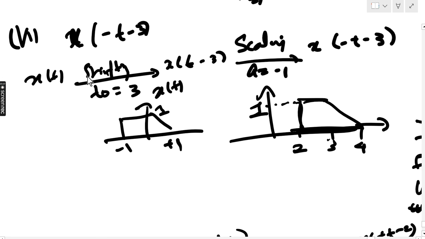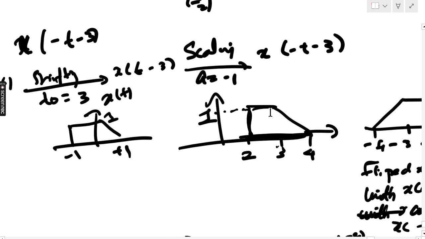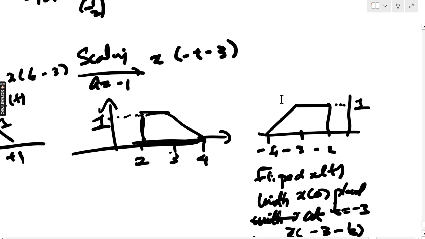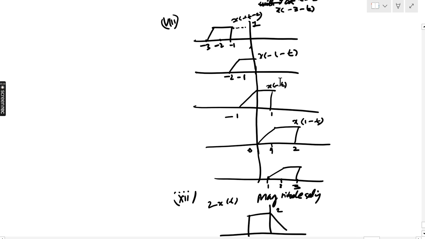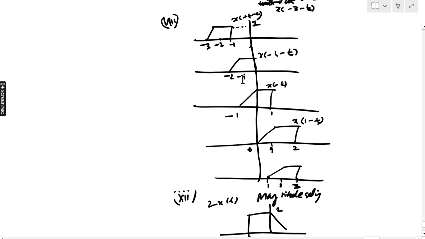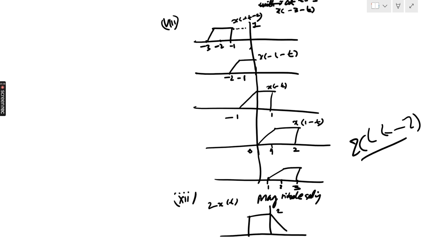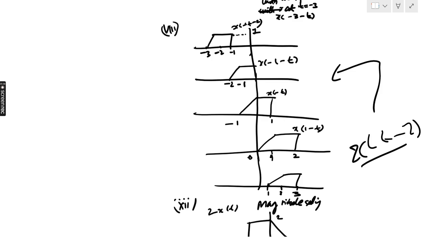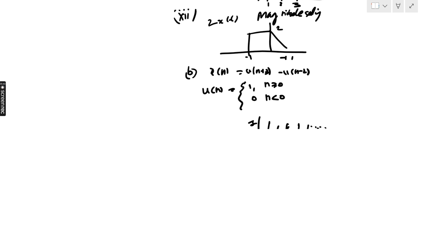Graph first, it will be first is for x of n, and this is for x of t minus 3, and this is minus t minus 3. The graph of fourth one. Fourth one is x of, so this is x of 2x plus t.